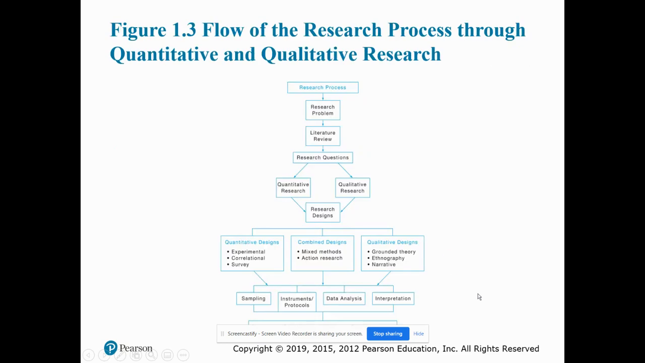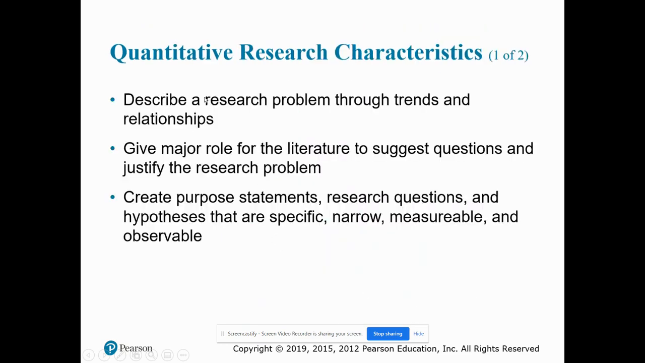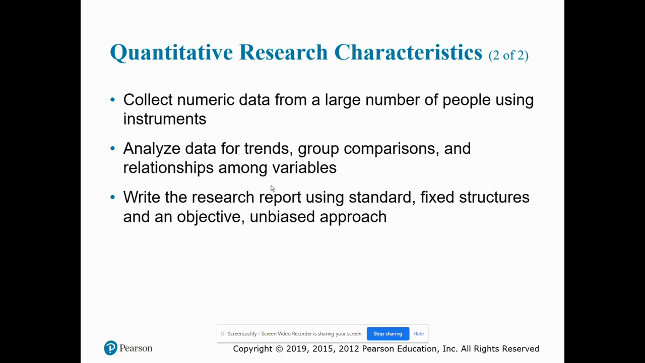Okay, so now we get to learn more about quantitative research characteristics. So for quantitative, you're going to describe your research problem, give major role for the literature to suggest questions and justify the research problem, and create your purpose statements, your research questions, your hypotheses that are specific, narrow, measurable, and observable. Next, with your quantitative approach, you're going to collect your data from a large sample, analyze your data, and write your research report.